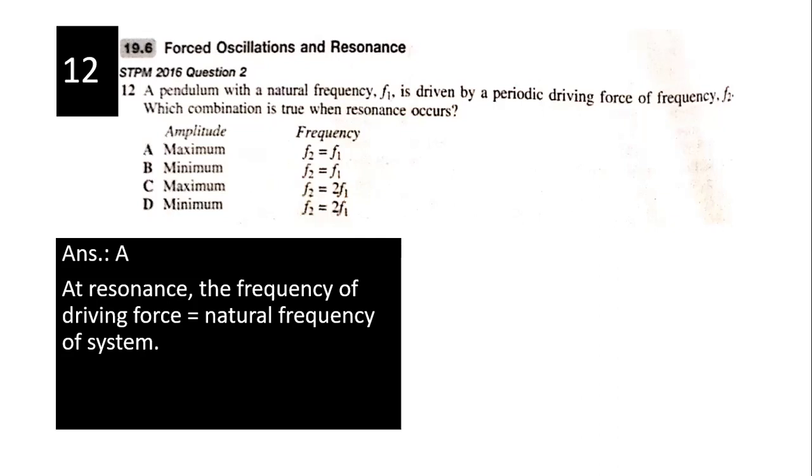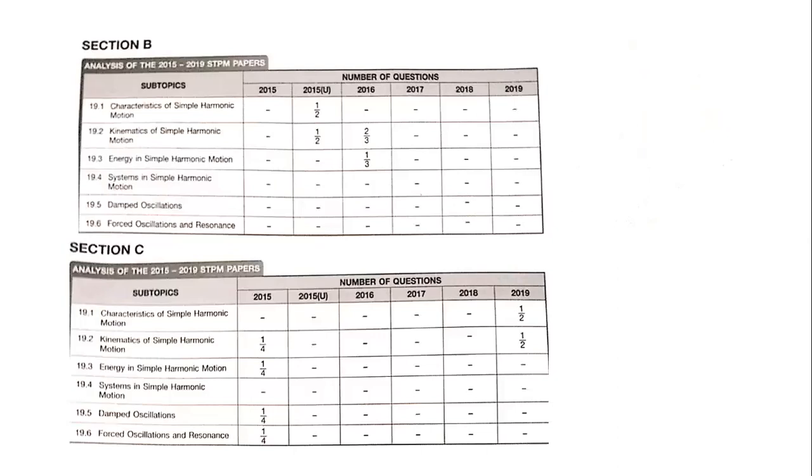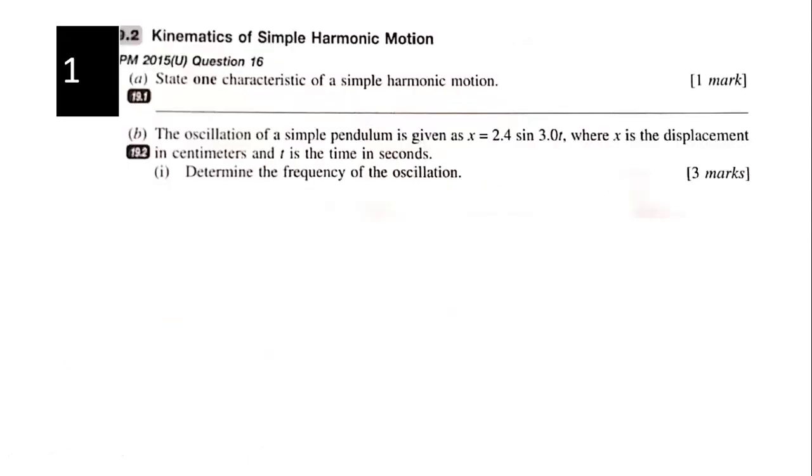Okay, let's look at B and C. You can see there, some years they don't come out at all. Some years it comes out as B, some years it comes out as C. They won't repeat. If it's B, then this one will be C. It does not come out every year.